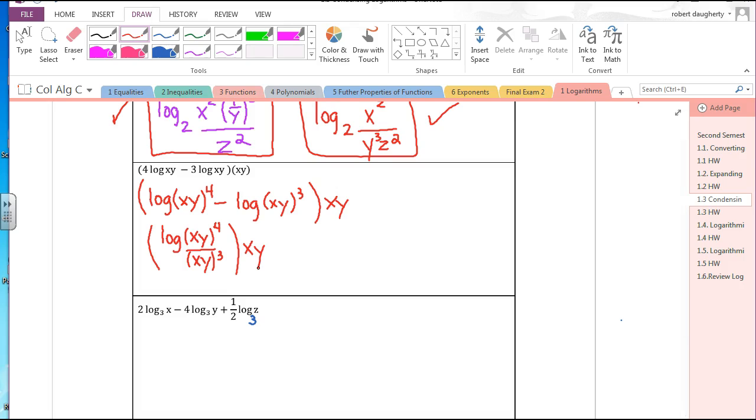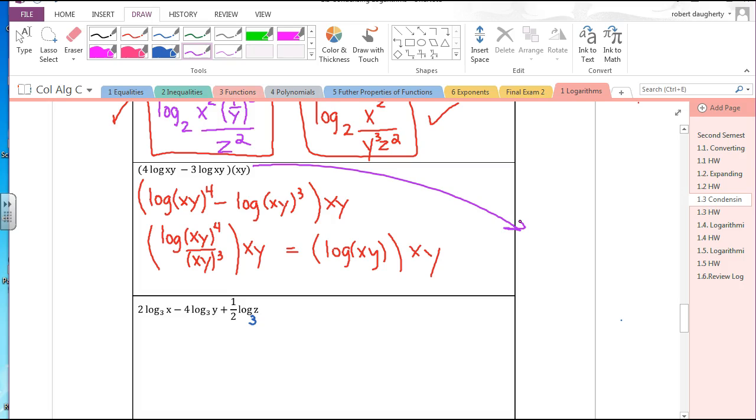Now we can do a little bit of simplification. What's xy to the 4th divided by xy to the third? If you got 4 xy's on the top and 3 xy's on the bottom, what do you really have? 1 xy on the top. So this is just log of xy times xy. Okay. Now there is a shorter cut that you could have gotten to that answer without doing all of that work.